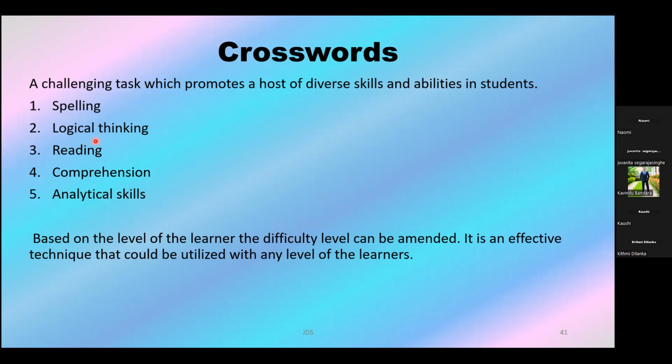Logical thinking, the letter that should come in front, the letter that should follow. Analytical skills, most of the higher order thinking skills, logical, evaluating, comprehension, analytical, all are a part of crossword puzzles, right? So you know what crossword puzzles are. You give them the clues and make them guess the word.